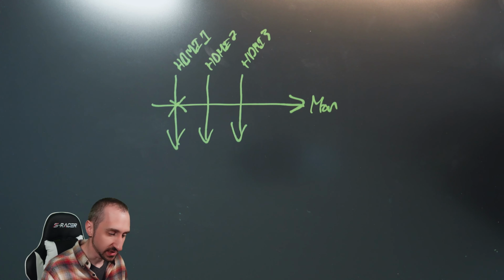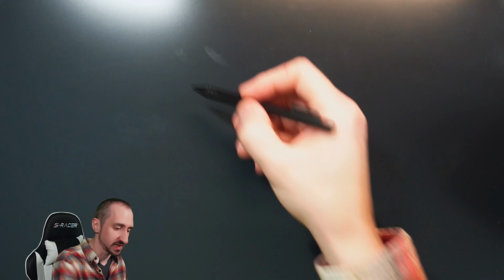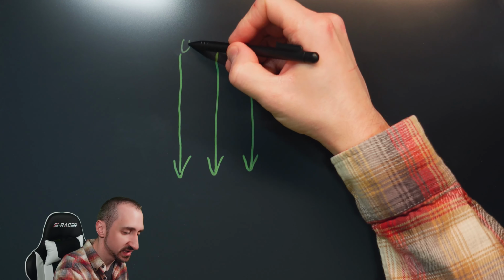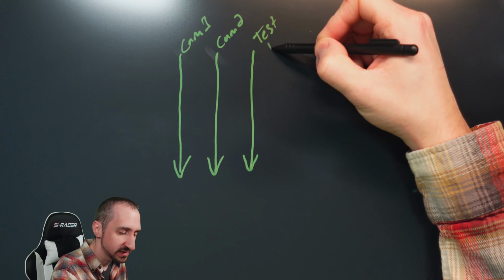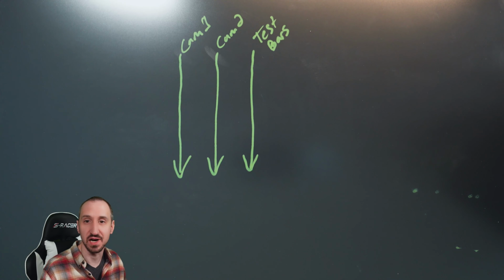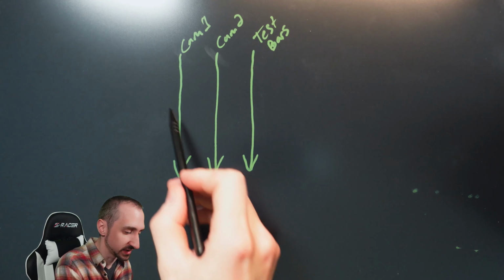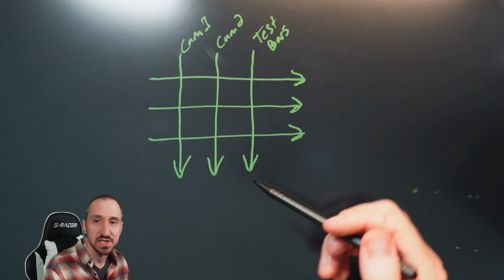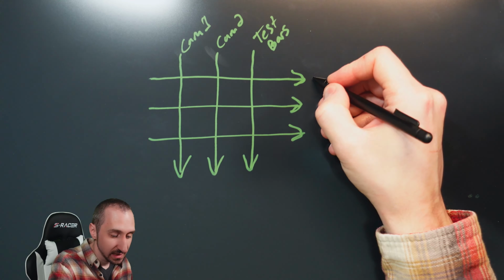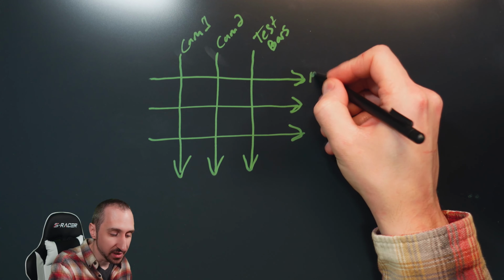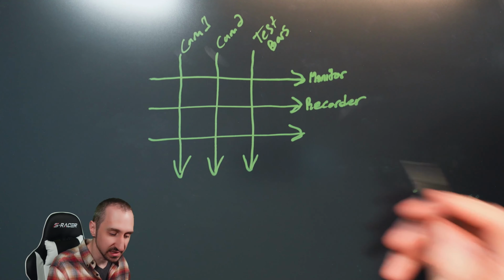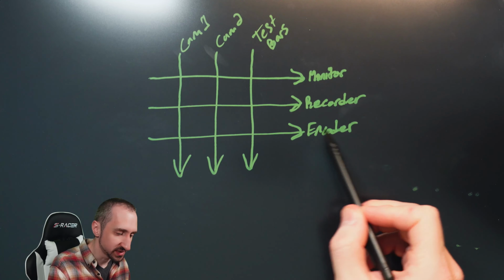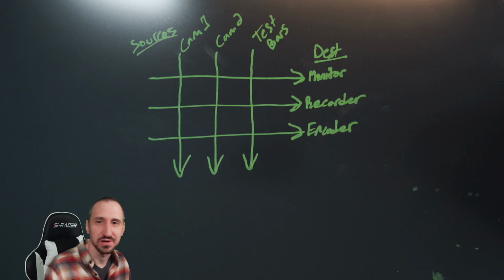So let's draw that really quick. It's still going to be kind of small, but we're going to show a different aspect to this, which is multiple outputs, right? We'll just call these cam 1, cam 2, and test bars, which is what we saw on the router panel picture earlier, right? And then we have, let's say, three outputs. So we see how it's similar to the single bus diagram. In this case, let's say we have a monitor, a recorder, and an encoder. Okay, so those are our three outputs. These are our destinations. These are our sources.